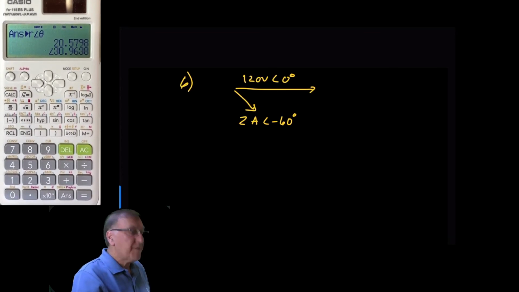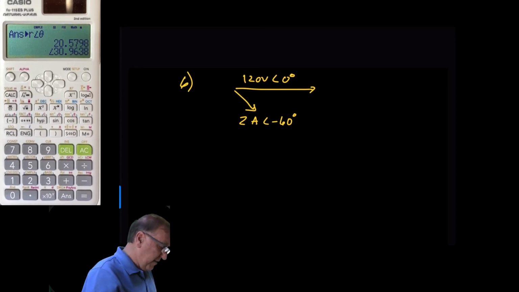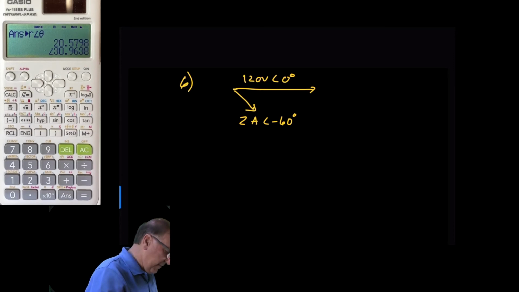In problem 6, they're giving us two vectors. They're giving us a voltage vector of 120 volts at 0 degrees and a current vector of 2 amps at minus 60 degrees. So this is an ELI problem, right? ELI. So that's saying that voltage is leading the current. So that's an inductive circuit. So it's inductive.